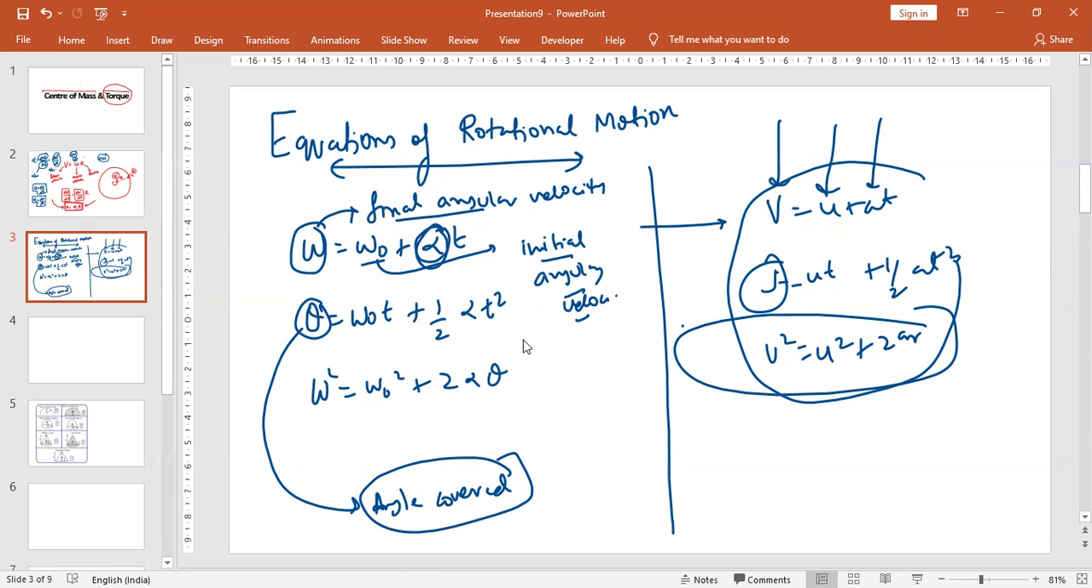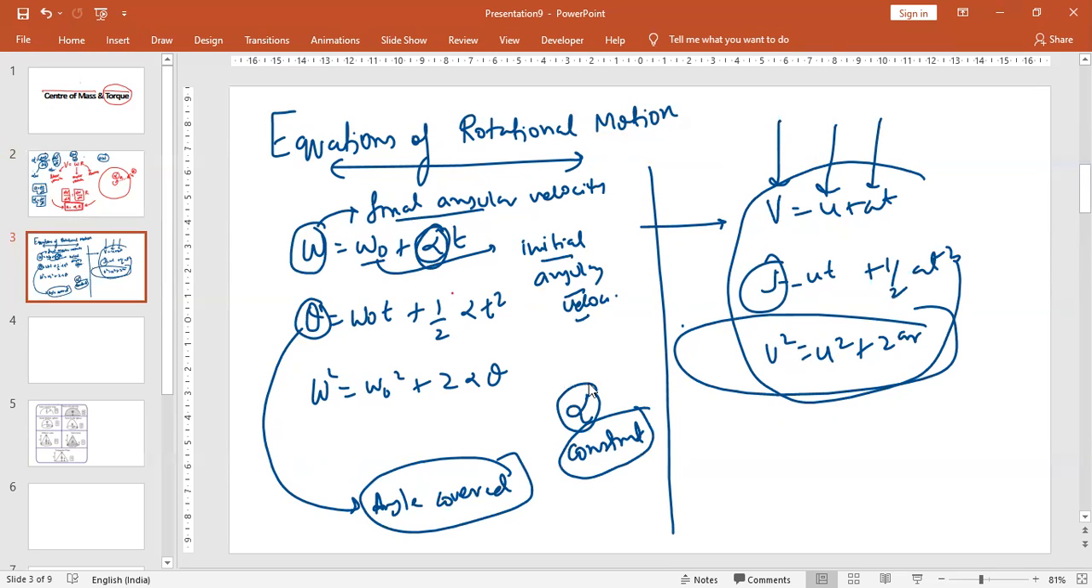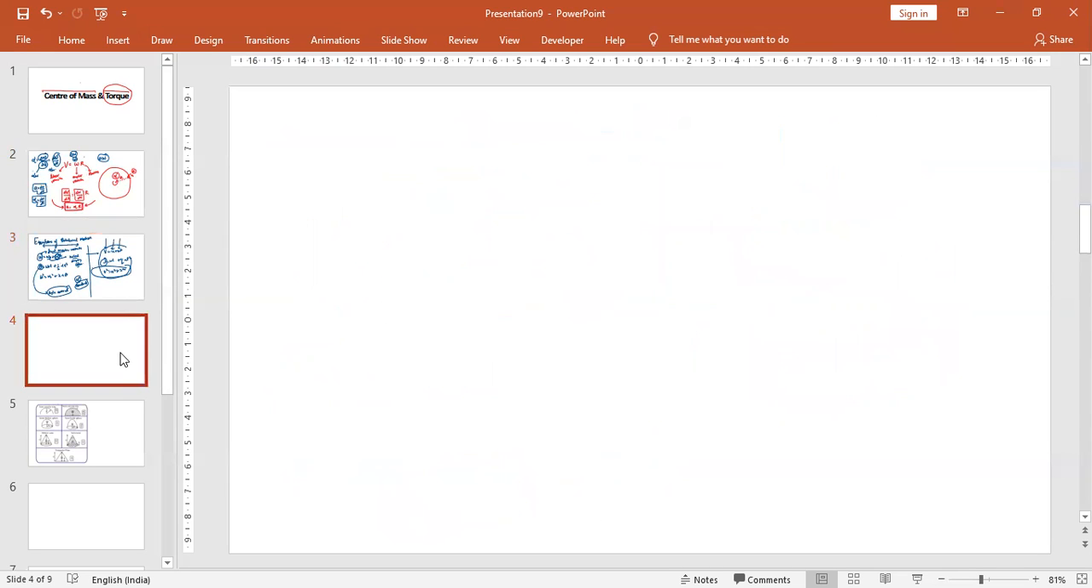And you can use these equations only when alpha is constant. The value of angular acceleration is constant. Suppose I give you a simple question like this, that suppose that we have a wheel.